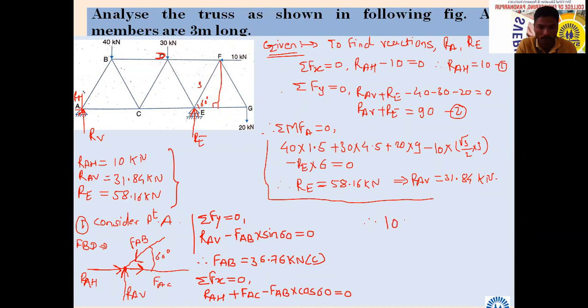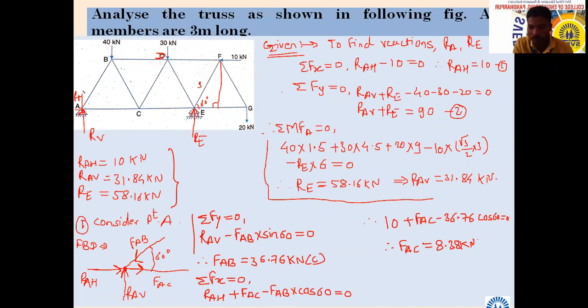Okay, from here, what is the value of RAH? 10. So 10 plus FAC, which we want to calculate, minus FAB, which we have calculated as 36.76, into cos 60 equal to 0. From this we calculate FAC equal to 8.38 kilonewton.